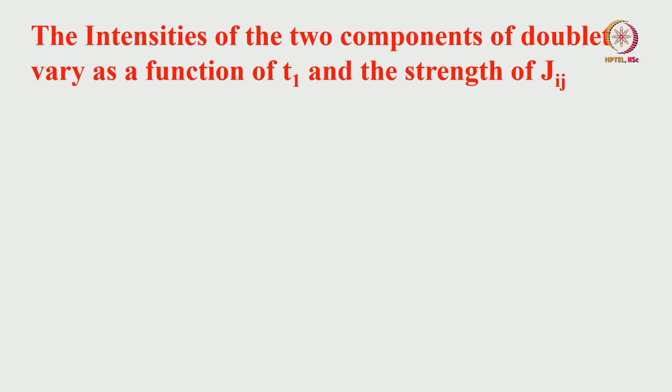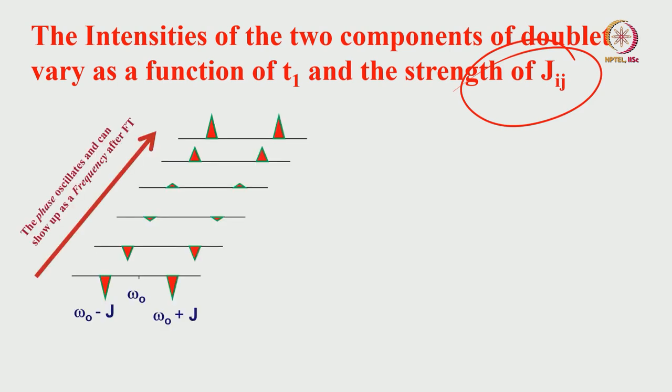different times, they have started moving at different angles, but at the same time, their intensity changes because of the strength of the coupling. The intensity of the two components of the doublet varies as a function of delay and also J coupling strength; both are dominating factors. This is how it happens pictorially.